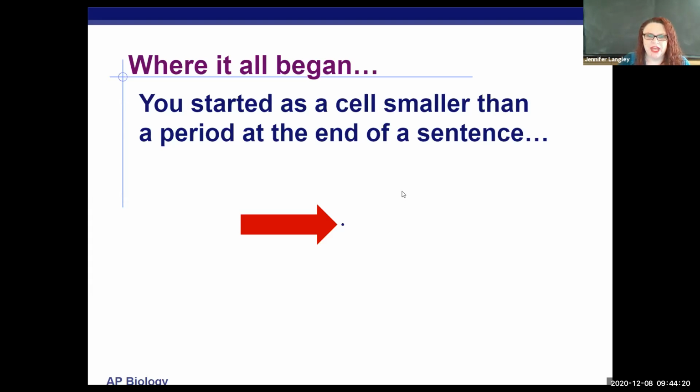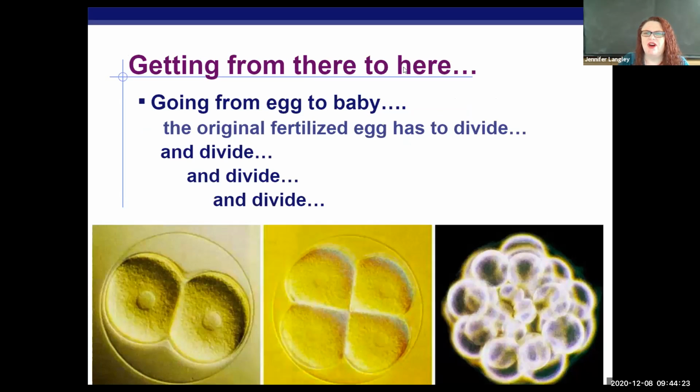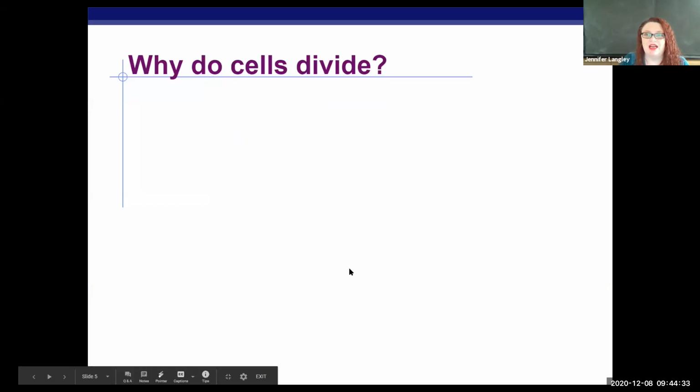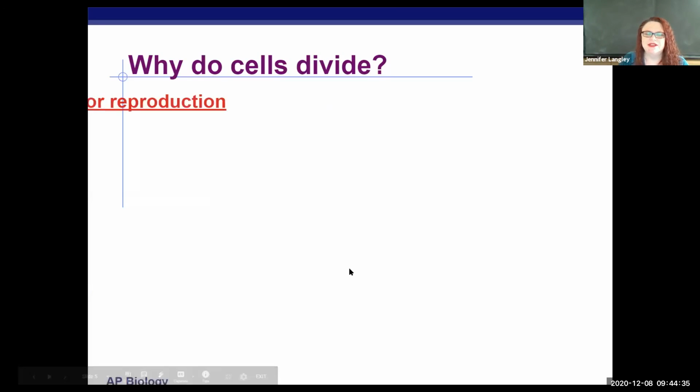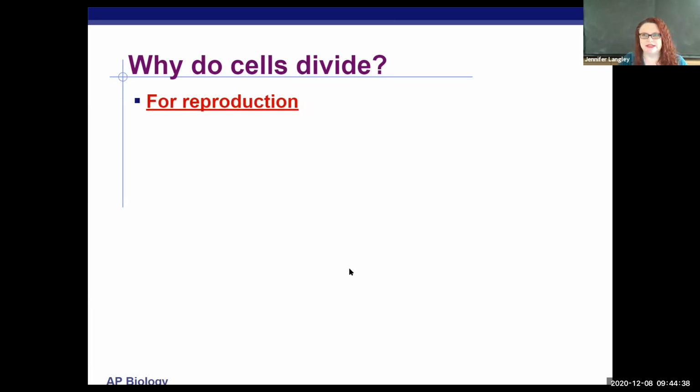Now, after that, we have to have all kinds of cell division happening. To go from an egg to a baby, we have fertilization, and then divide and divide and divide and divide a lot of times. So cells divide for several reasons.